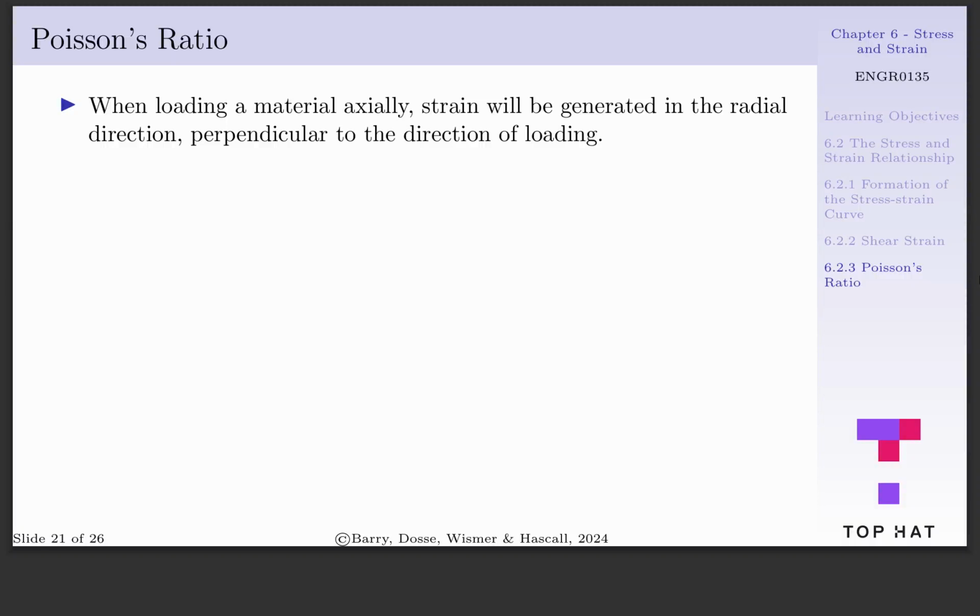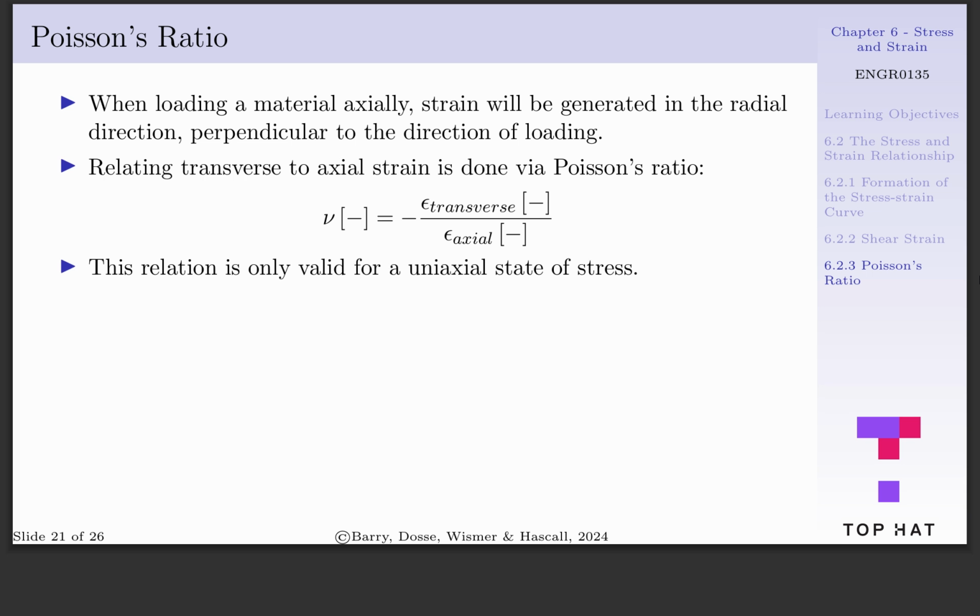Lastly, we'll introduce Poisson's ratio. When a material is loaded axially, strains are generated in the radial direction perpendicular to the direction of loading. Because mass is conserved, when a material is elongated under tensile loading, the cross-sectional area decreases. Conversely, as a material is compressed, the cross-sectional area increases with length decrease.